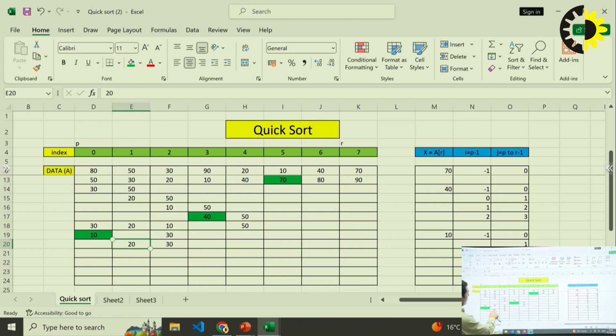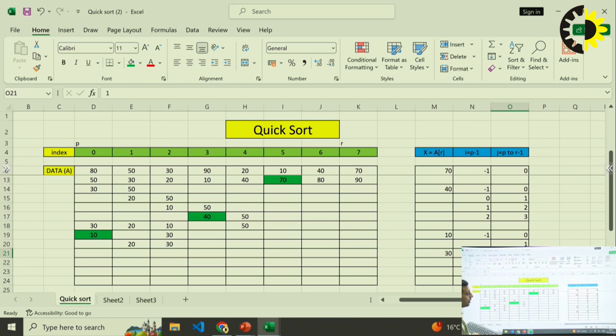For this portion, the starting index is 1, the last index is 2. So P is 1, R is 2. So at the index A[R], this location, the element is 30. Now i equals P minus 1. P is 1, so P minus 1 is 0. And j starts from P to R minus 1, means only one time. R is 2 minus 1, so it will execute only one time.